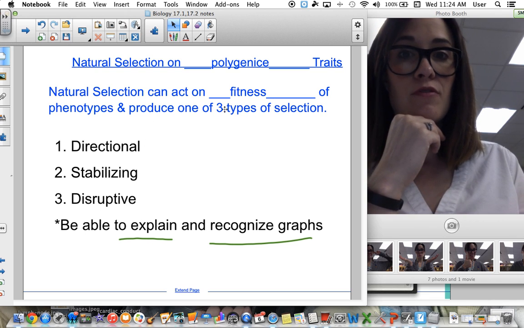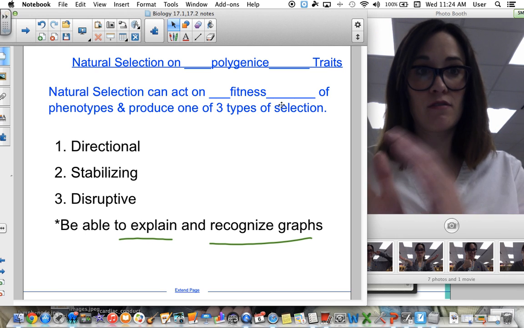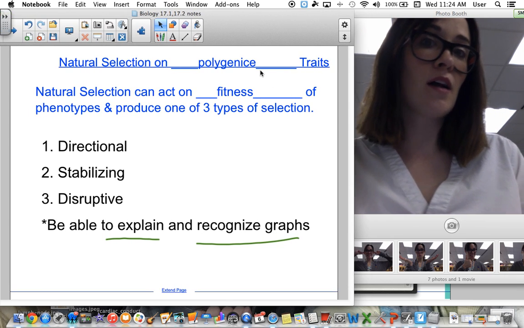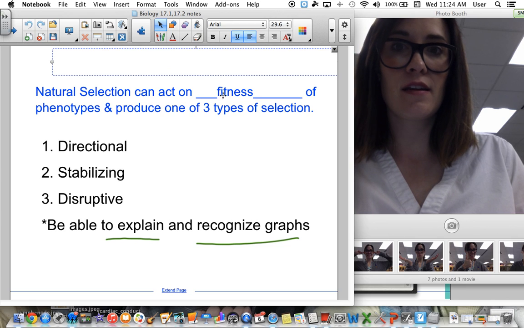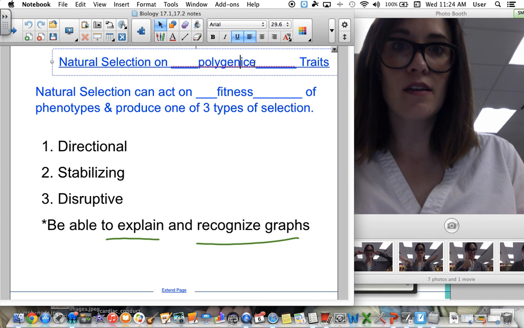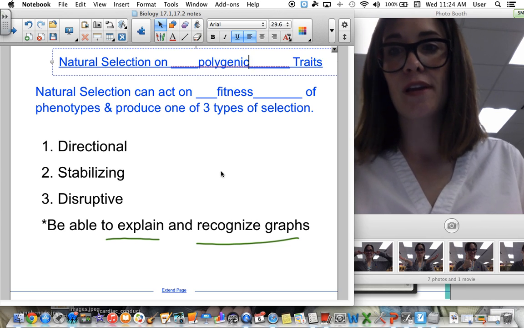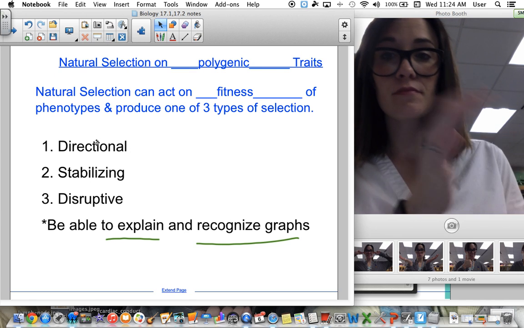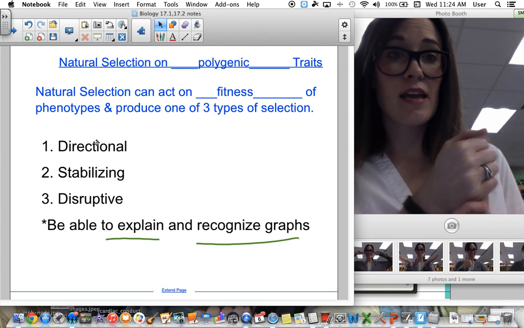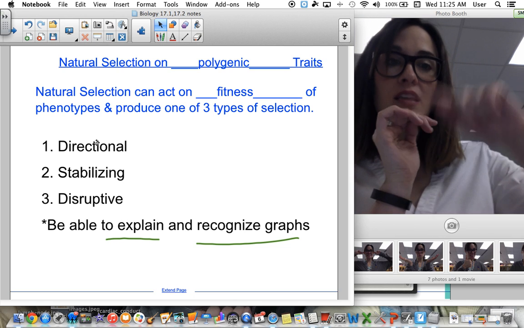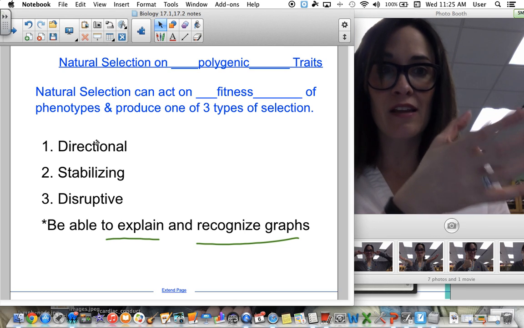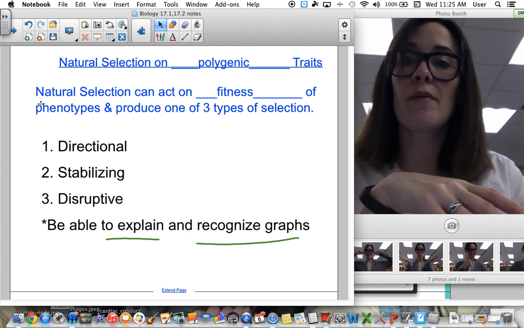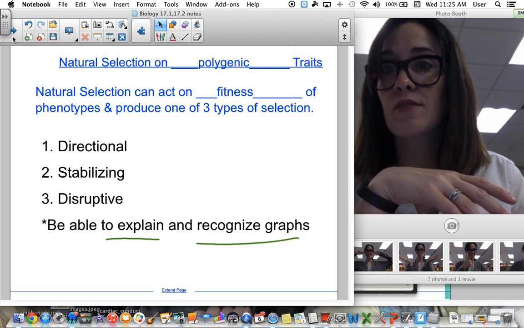And we'll talk about the three different types of selection, or the results of natural selection that we see with polygenic traits. The three types are directional selection, stabilizing, and disruptive. So we're going to see that bell curve change in these three different ways because of natural selection. You'll need to be able to explain those graphs and recognize what's happening.